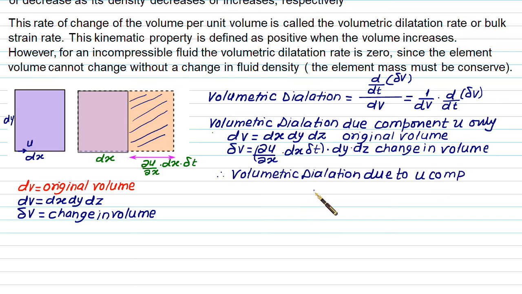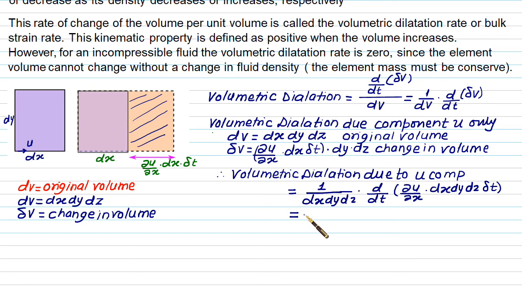Now we'll put this in and find out the volumetric dilation due to u only. The volumetric dilation due to the u component, by this definition, is 1 by dV, which is the same as dx dy dz. So we have 1 upon dx into dy into dz, and you have to take the derivative with respect to t of the change in volume. The change in volume is del u by del x into dx into dy into dz into delta t. So dx dy dz get cancelled here, and the derivative of dt with respect to dt is taken as 1. So we have the volumetric dilation due to the u component as del u by del x.